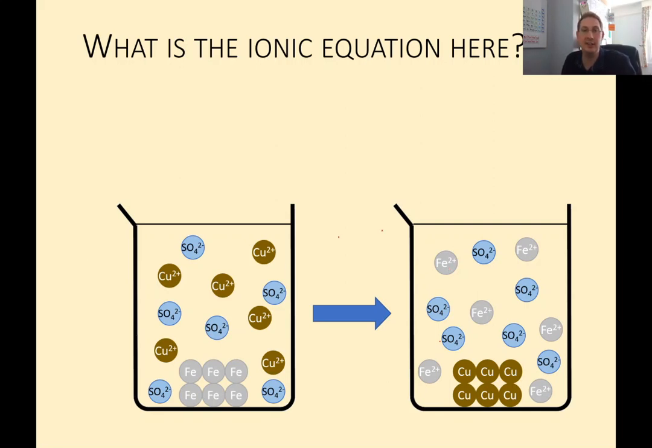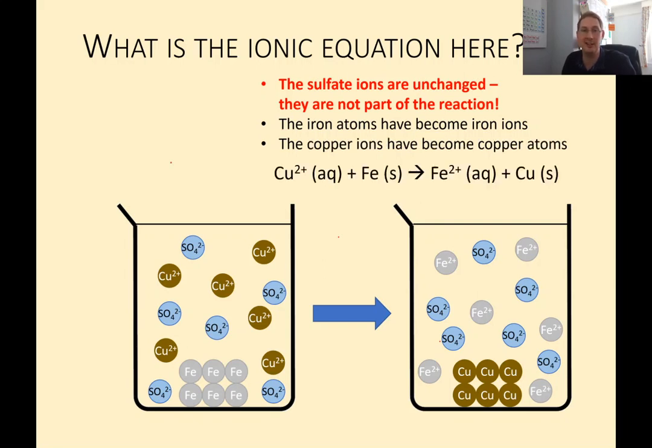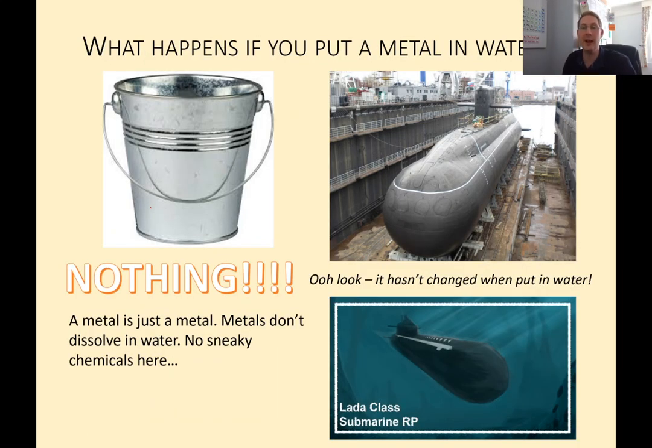But again, looking at this, we can see that the sulfate ions are not part of the reaction. The iron atoms have become iron ions, the copper ions have become copper atoms. So what's going on essentially, and that's what the ionic equation is trying to tell us, is that a copper ion bumps into an iron atom, they exchange a couple of electrons and they form an iron ion and a copper atom. So how do we get to that?